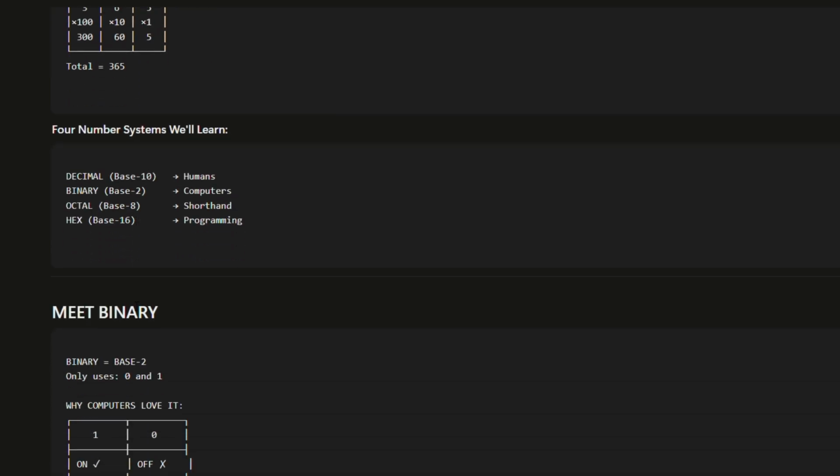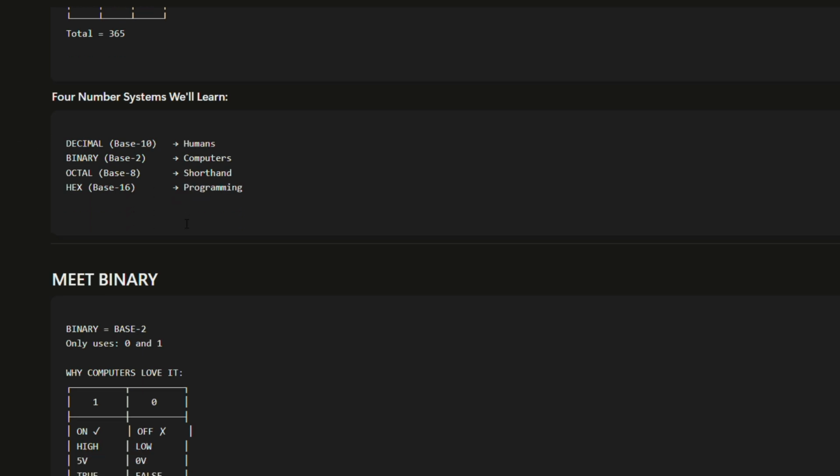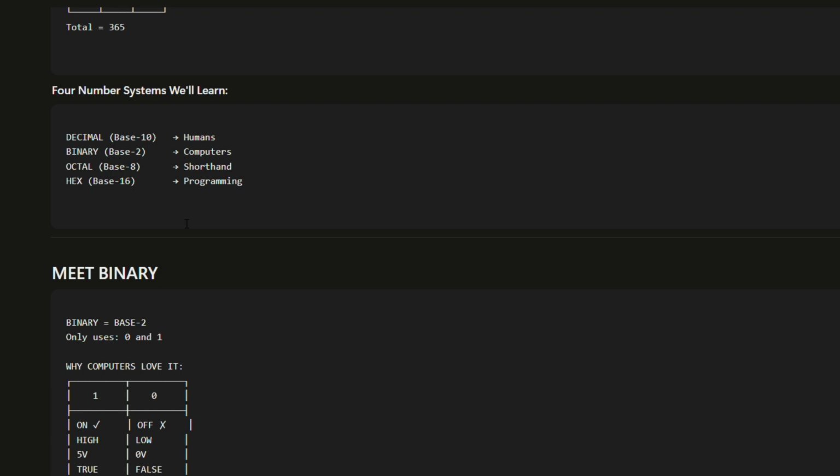Today, we'll learn four major number systems: your decimal, also known as base 10, used by humans; your binary, also known as base 2, which is what computers use internally; your octal, which is base 8, a shorthand system; and your hexadecimal, which is base 16, another shorthand, but super popular in programming. And more importantly, we'll learn how to convert between all of them.